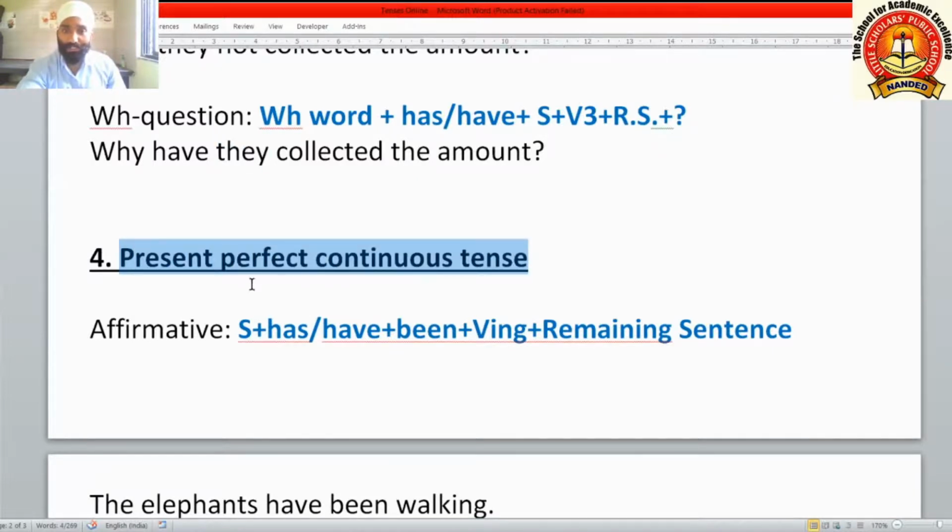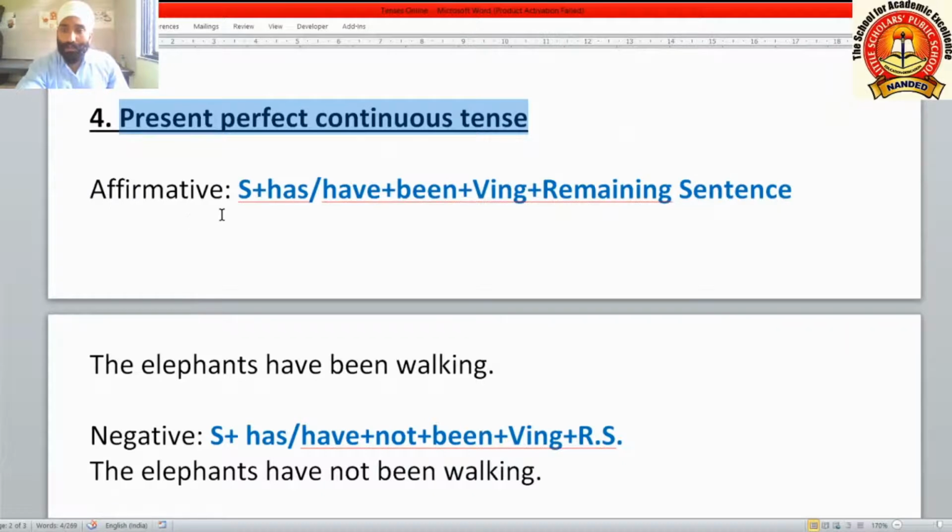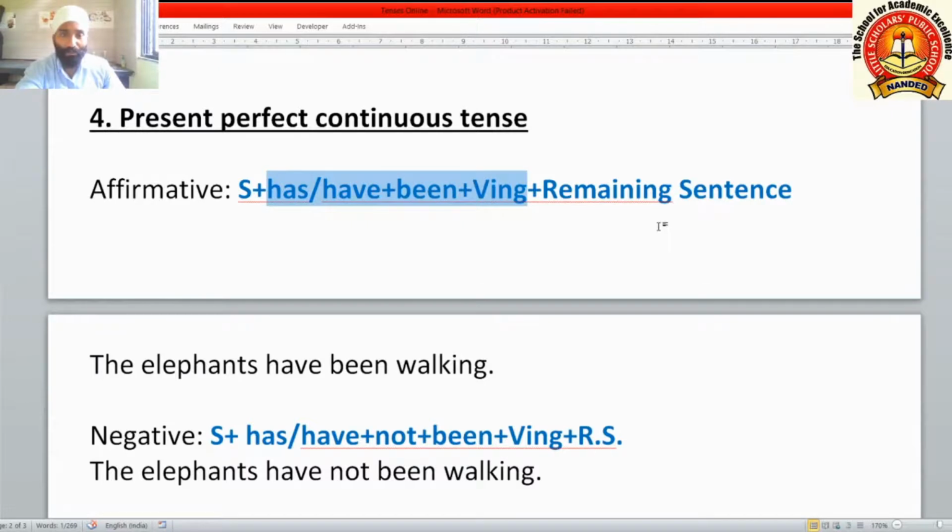Present perfect continuous tense. Affirmative sentence: subject plus has/have plus been plus verb with the ing form plus remaining sentence. Here what is important, in this type we have added been plus verb in the ing form. Been plus verb with the ing form shows perfect continuous tenses. This structure you have to fit into your mind. From this structure you can identify it is present perfect continuous tense.